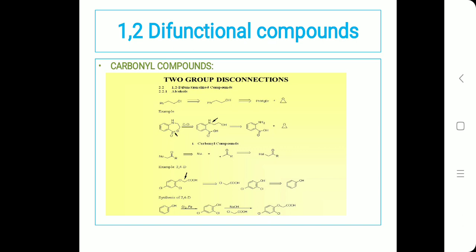So this kind of disconnection also can be done for carbonyl compounds along with alcohol. That is, the 1,2 disconnection approach can be followed for carbonyl groups as well as the alcohols.